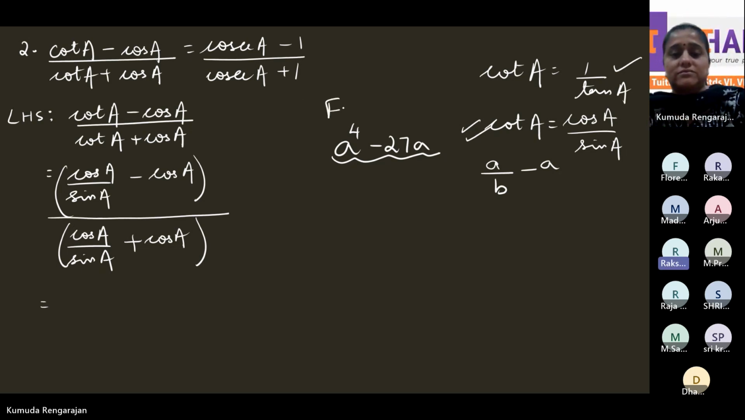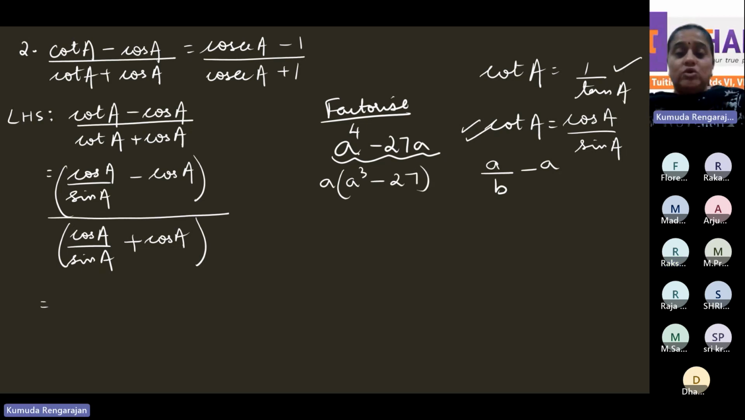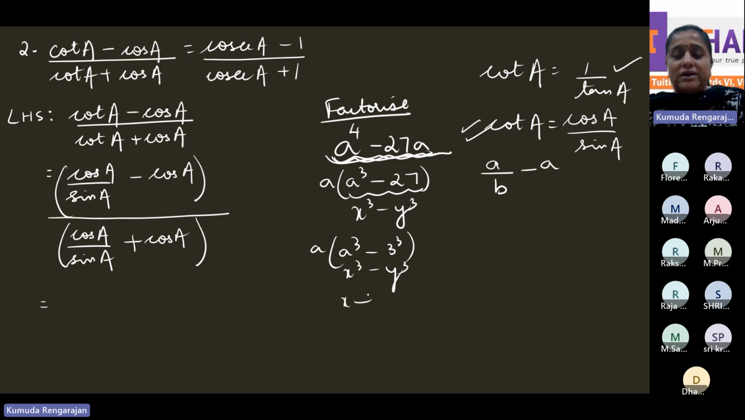Ma'am, a into a power 3 minus 27. So what did you do? A into a power 3 minus 27. So you took out the common factor. If you don't take out a common, you cannot factorize this. You have to take out the common factor a. Only then this looks like x cubed minus y cubed. That is a into a cubed minus 3 cubed. So this is like x cubed minus y cubed, where x is a and y is 3. So a into x cubed minus y cubed.